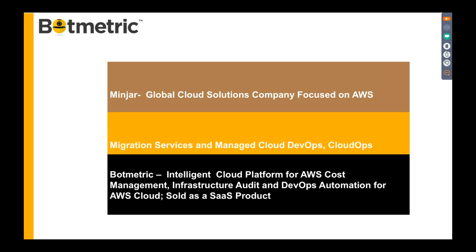So I just want to talk first, very quickly, about Botmetric. Botmetric is a part of Minjar. Minjar is a global cloud solutions company focused on all things AWS. We help customers with migration services and very specialized managed cloud DevOps, cloud operations, as well as application operations. As a part of what we do, we also have a platform called Botmetric. Botmetric is an intelligent cloud platform that can help customers such as yours with day-to-day cost management, track infrastructure, give insights, as well as resolve and fix issues on things AWS.